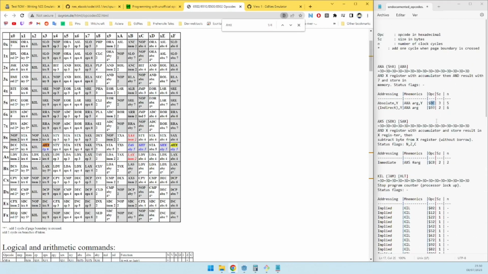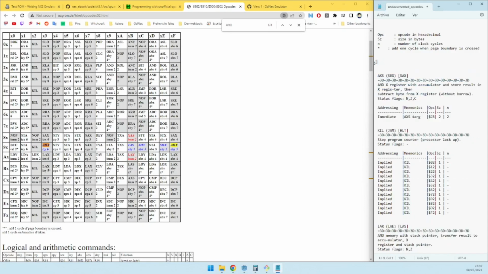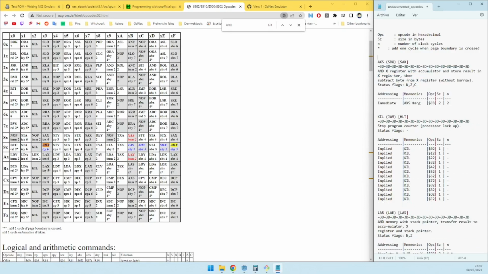I think I will wait. I will not implement this one. Maybe none of them except maybe kill. But is kill even used by any game?